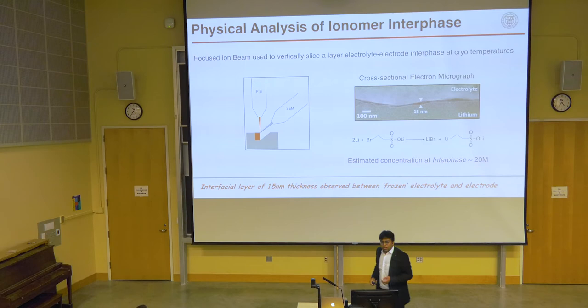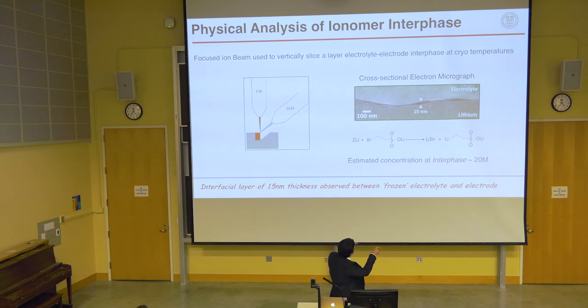Here I'm showing you the cross section of the electrolyte and electrode, where the top part is the frozen electrolyte and the bottom is the lithium metal anode. In the middle, you can see this 15 nanometer thick ionomer interface. And you can estimate the concentration of the salt in this interface to be about 20 molar.